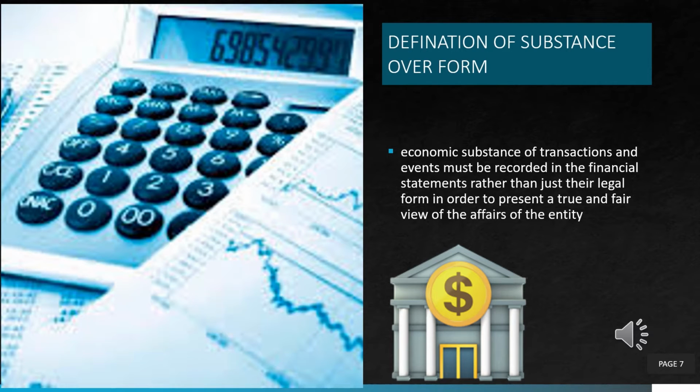Definition of substance over form. Substance over form is an accounting concept which means that the economic substance of transactions and events must be recorded in the financial statements rather than just their legal form, in order to present a true and fair view of the affairs of the entity.